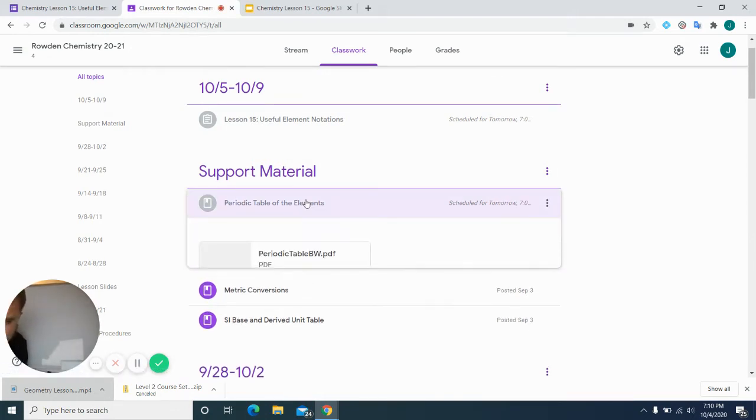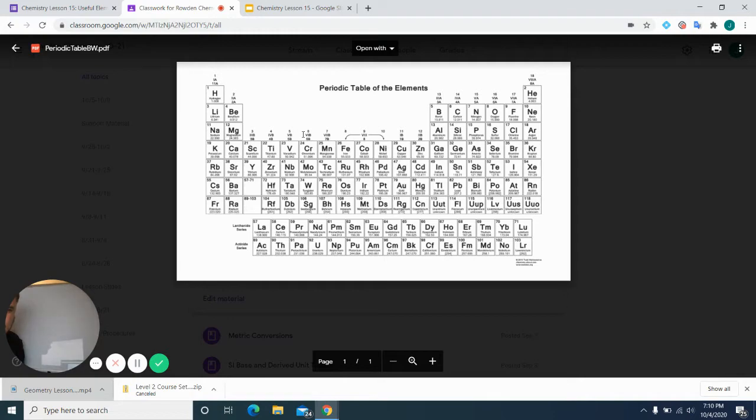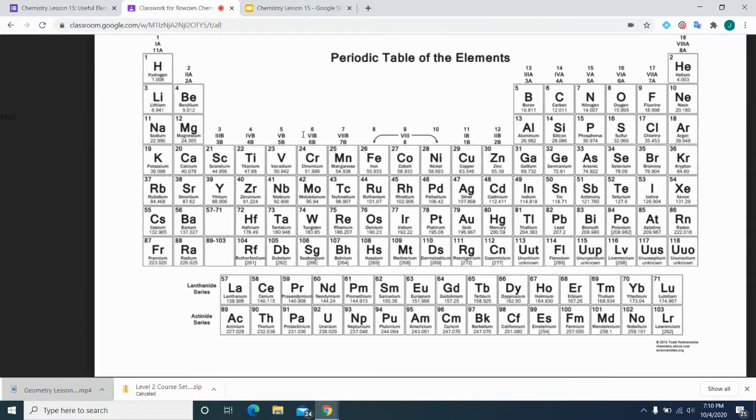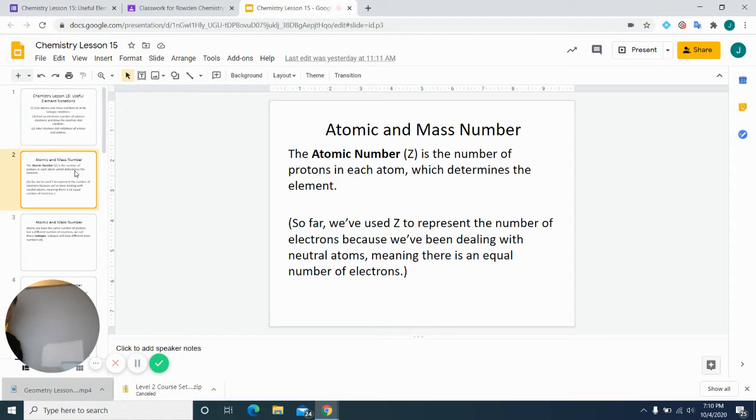Now there's something new in here. This is the most important part of chemistry right here, the periodic table of the elements. We're going to be doing a lot of stuff with this. So go to support material, have this thing open, and let's look at the slides. I believe there's going to be 3 skills you're going to learn how to do today.